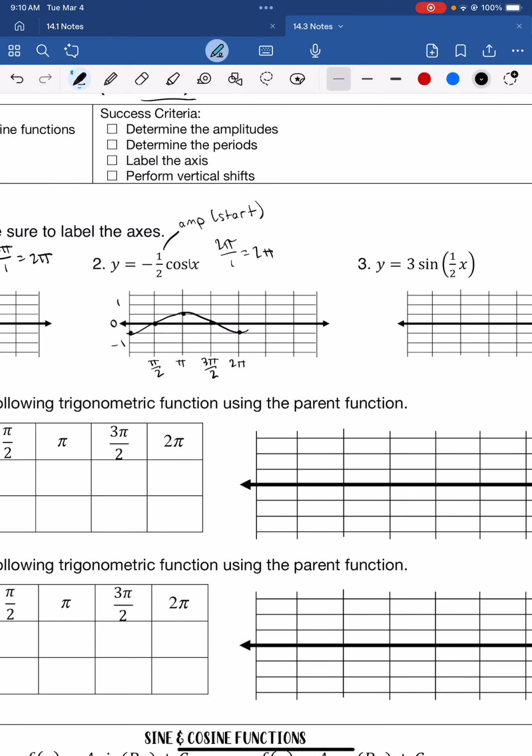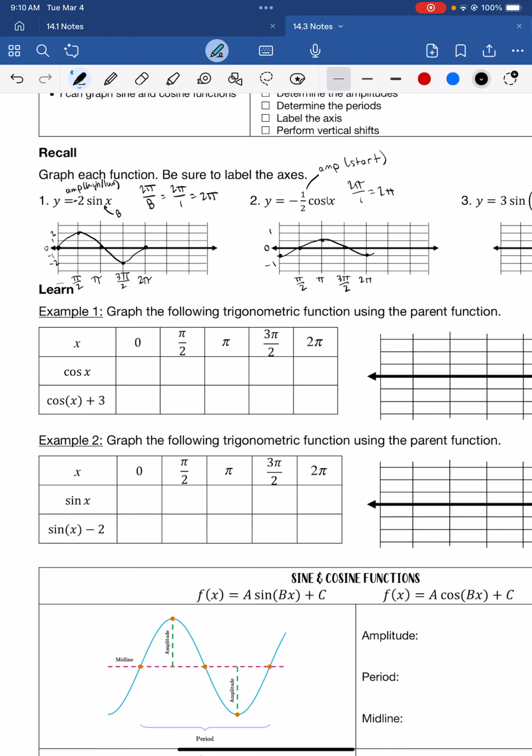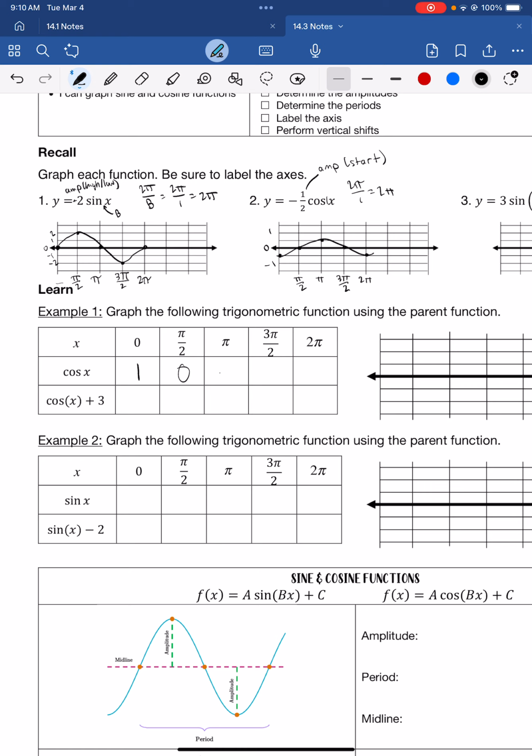I think we should feel decently comfortable with that. But let's take a look right here. So it says graph the trig function using the parent function. If you remember, for cosine, you can kind of picture this in your head. At x of 0, our cosine is 1. At pi over 2, it's going to be 0. At pi, it's going to be -1. And then at 3 pi over 2, it's 0. And then it's back to 1 like that.